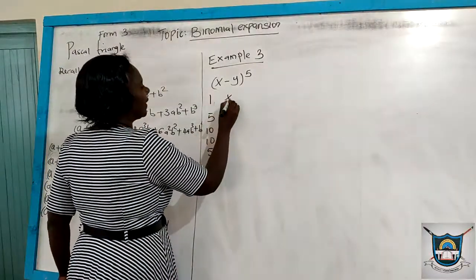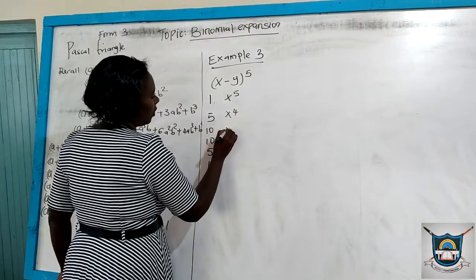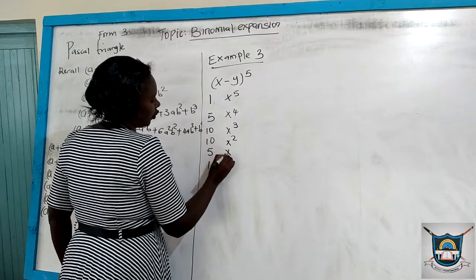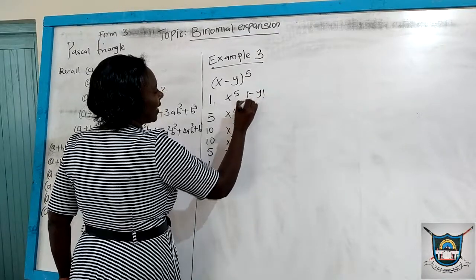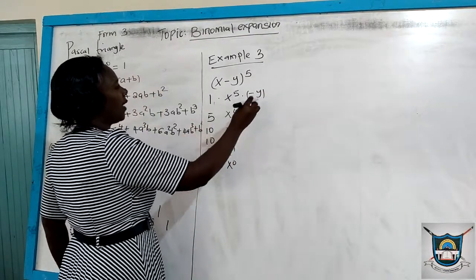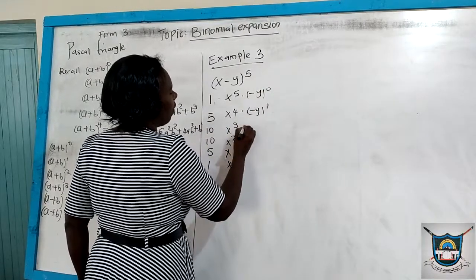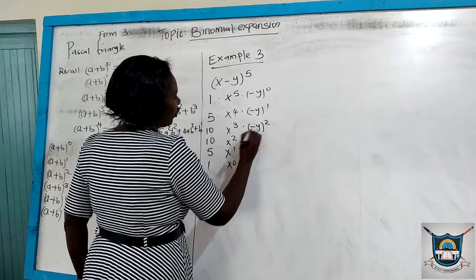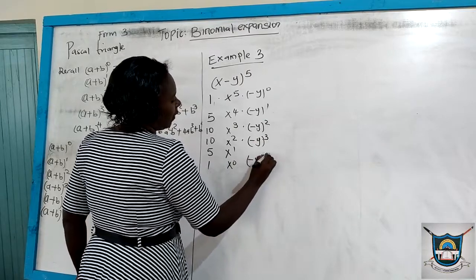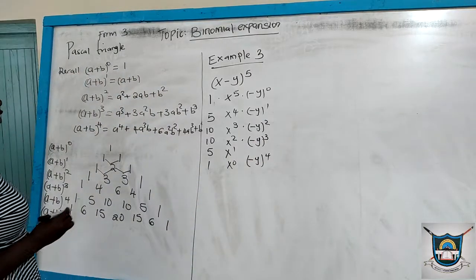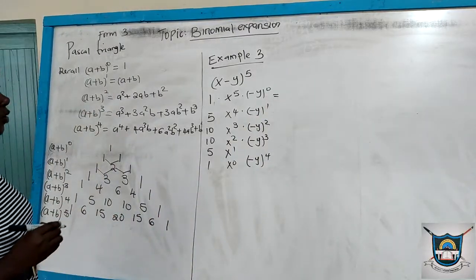For the first term we start with the highest power: x to power 5, x to power 4, x to power 3, x power 2, x power 1, x power 0. The second one has a negative, and you must carry that negative. It is to power 0. You start with the lowest power, which is 0, then (-y) power 1, (-y) power 2, (-y) power 3, (-y) to power 4, (-y) to power 5. Now if we multiply this, recall that any number to power 0 gives us 1.